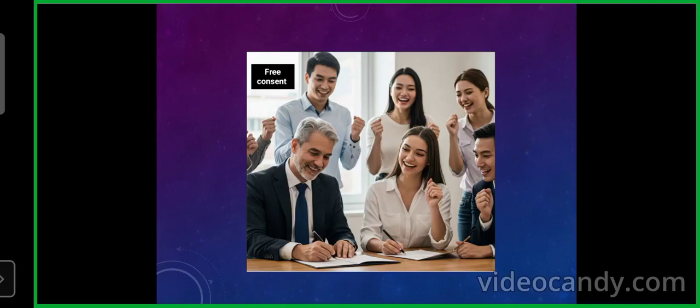Next I added free consent, a visualization picture created by me. This picture shows a person signing a document, in a very relaxed and happy mode. It doesn't mean anyone is forcing them to sign. That is called free consent: out of our own will we sign it. So here everyone is happy, and there is no pressure.